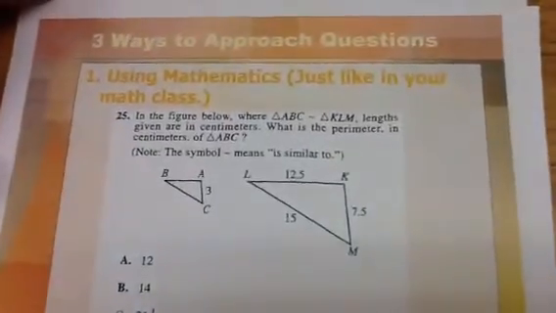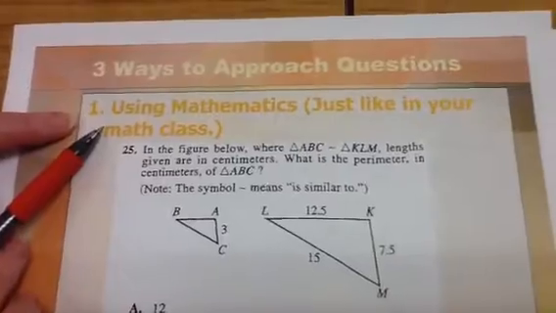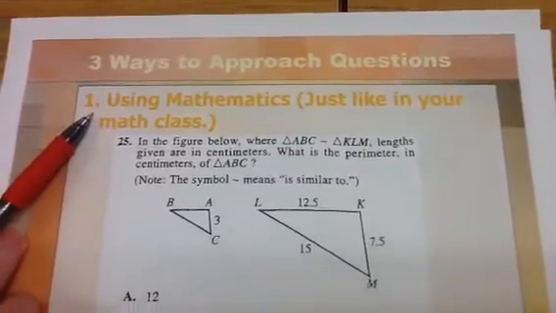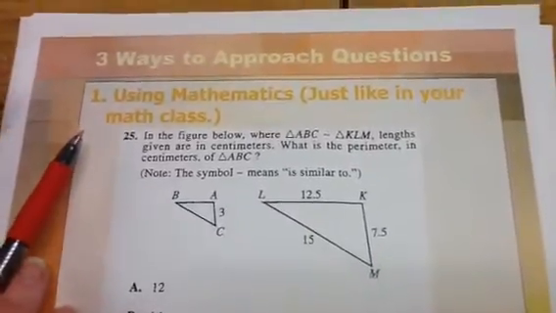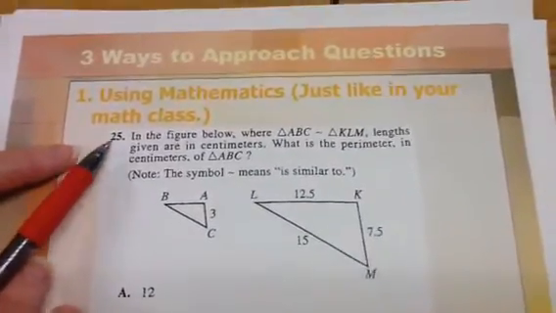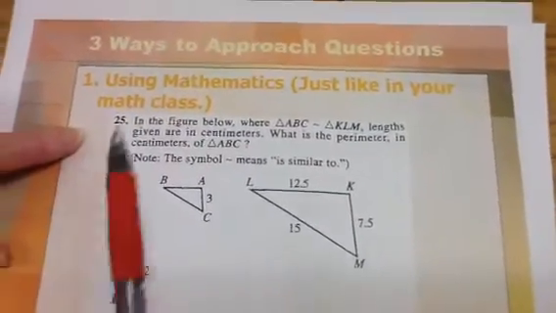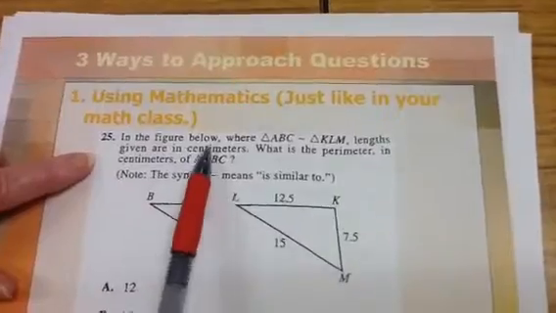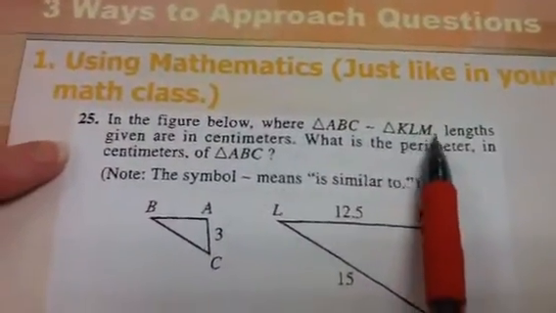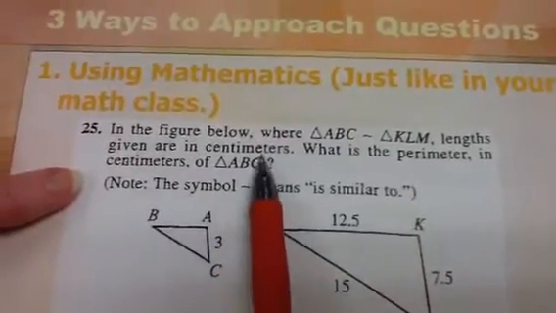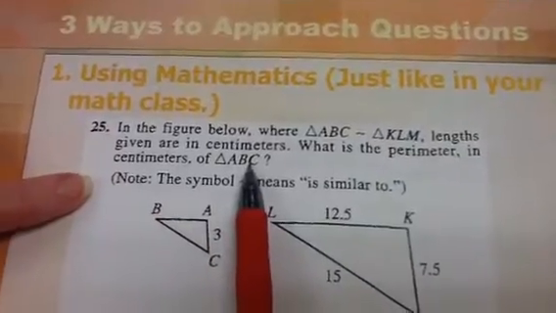We're going to talk about different strategies, and one strategy is using mathematics, and this is the one I want students to be able to do. You've had 3-4 math classes in high school that has taught you information. Use that information to solve these problems. Let's look at it. In the figure below, where triangle ABC is similar to triangle KLM, lengths are given in centimeters. What is the perimeter in centimeters of triangle ABC?